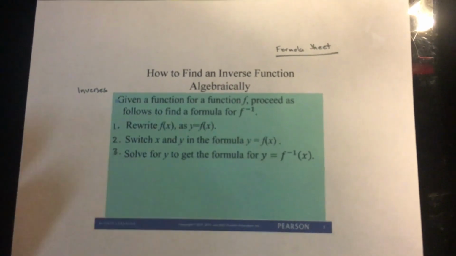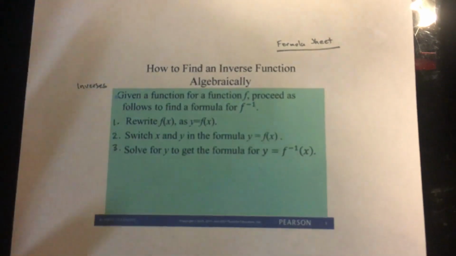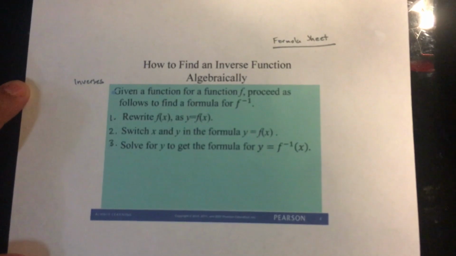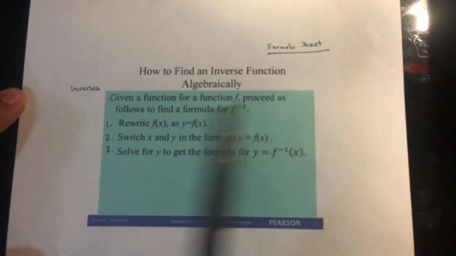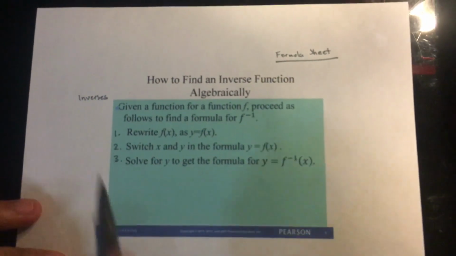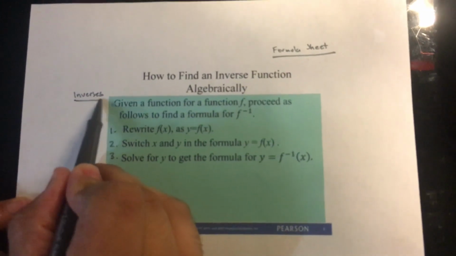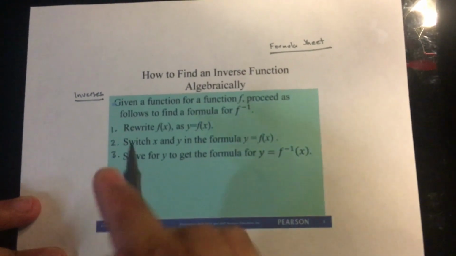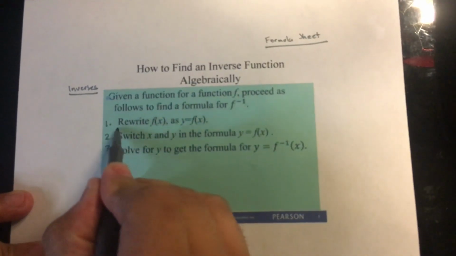You all should not have this slide, and you've got to remember, when you don't have this slide, that means it's going in your formula sheet. So this right here, formula sheet, pull it out. This is what you need to be writing. In the back there's a section called inverses, and that's where these steps are about to go. You have 3 steps, 1, 2, and 3.